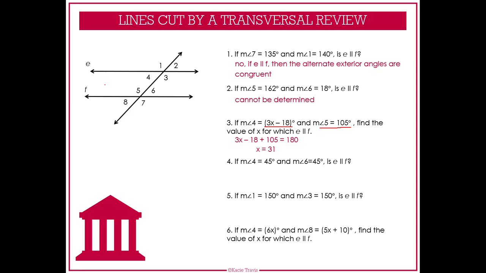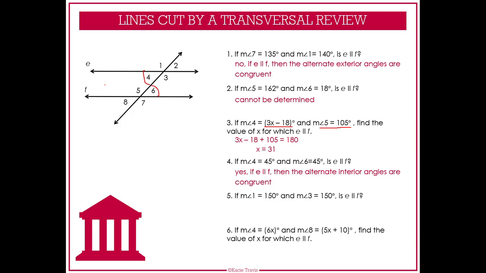Okay, hopefully you paused this. If you did, let's go over them. Our next one is talking about angle 4 and angle 6. Angle 4 is up here. Angle 6 is down here. They're in between our two lines, so that makes them interior, and they're on alternate sides, meaning they're alternate interior. Alternate interiors should be congruent. Since these are, that means these lines will be parallel.